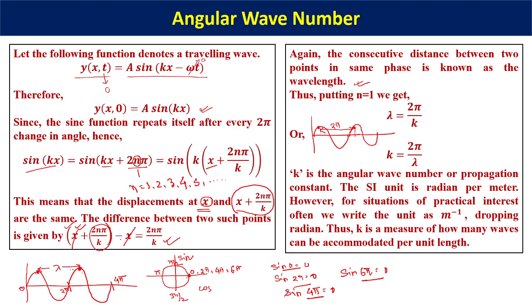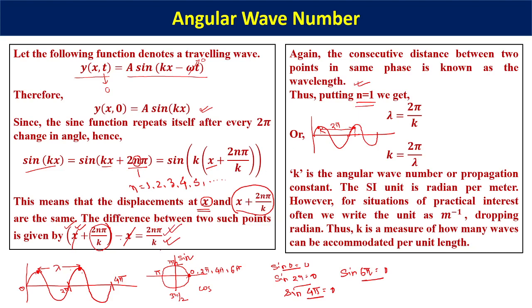Crest to crest distance is lambda, or trough to trough distance is also lambda. So how can lambda also be defined? Lambda can also be defined as the difference in distance between two consecutive points having the same phase. So if the points have to be consecutive, then I have to put n equal to 1 in this relation. If I put n equal to 1, this remains as twice pi by k.